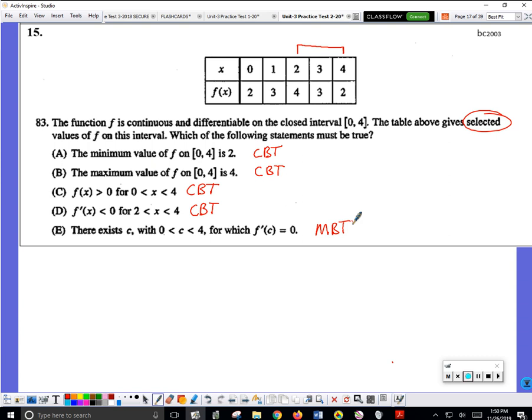Yes, you all need to be remembering the mean value theorem. The mean value theorem says, because f is continuous and differentiable, if I can find a secant slope whose value is 0, then there will be a tangent slope whose value is 0. 1 to 3. There you go. Here's a secant slope whose value is 0. That means there's a tangent slope whose value is also 0.